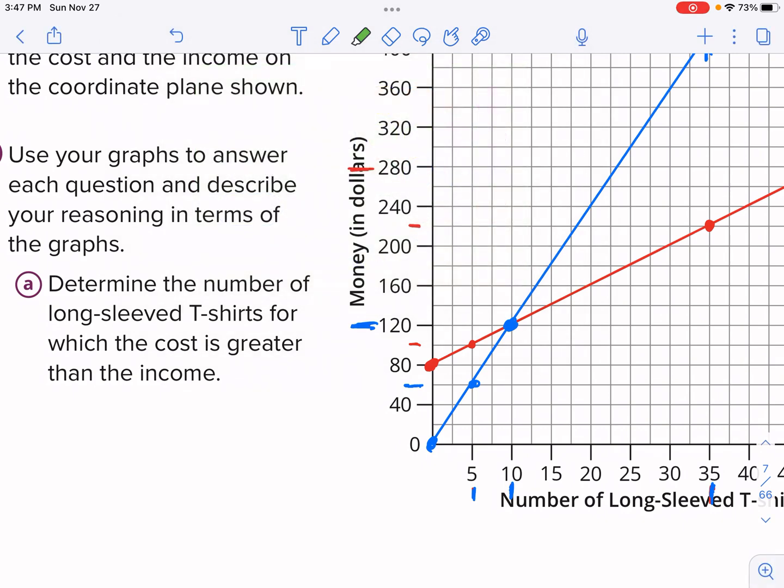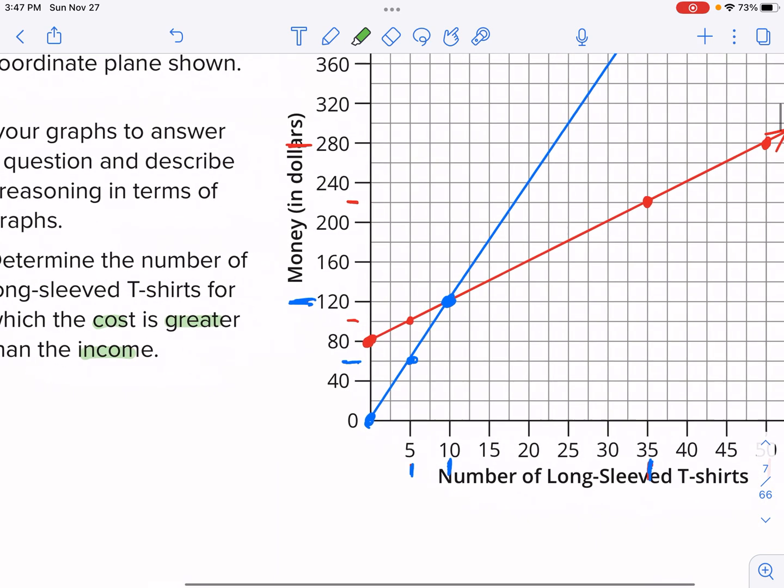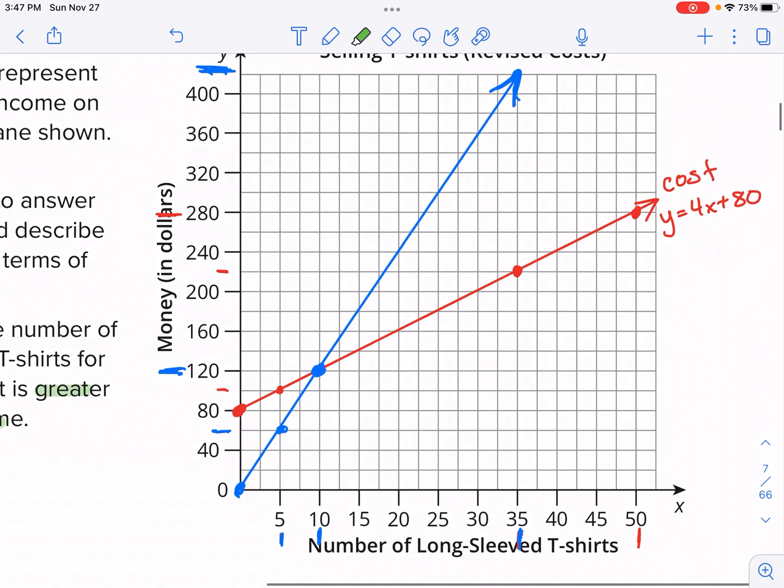Okay. All right. Now, if you remember from the last lesson, we were talking about break-even points, but let's look at A for now. Determine the number of long sleeve t-shirts for which the cost is greater than the income. So cost is in red, income is in blue. So where in this graph is red above blue? So that is, if we look right here, to the left of this, everything to the left of this, this is where red is above blue, right? You see red right here and blue right here. Okay, so that is at 10 shirts and everything left of 10 shirts.